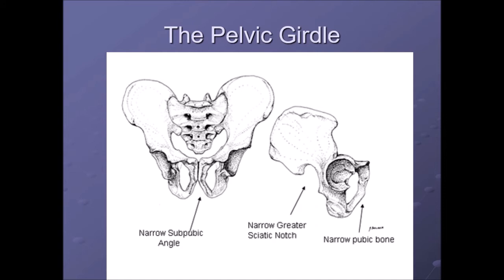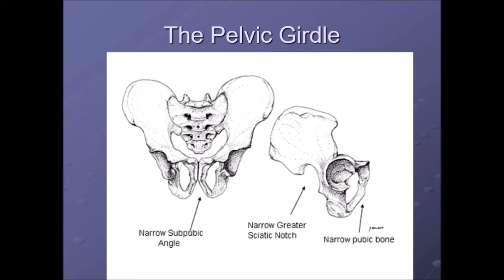Here's a very male pelvis. Now you'll see the blatant difference here. Look at how narrow that subpubic angle is. Look at how narrow the greater sciatic notch is. And if you look in this front image here, look at how tiny this canal is. There's no baby going to fit through that.